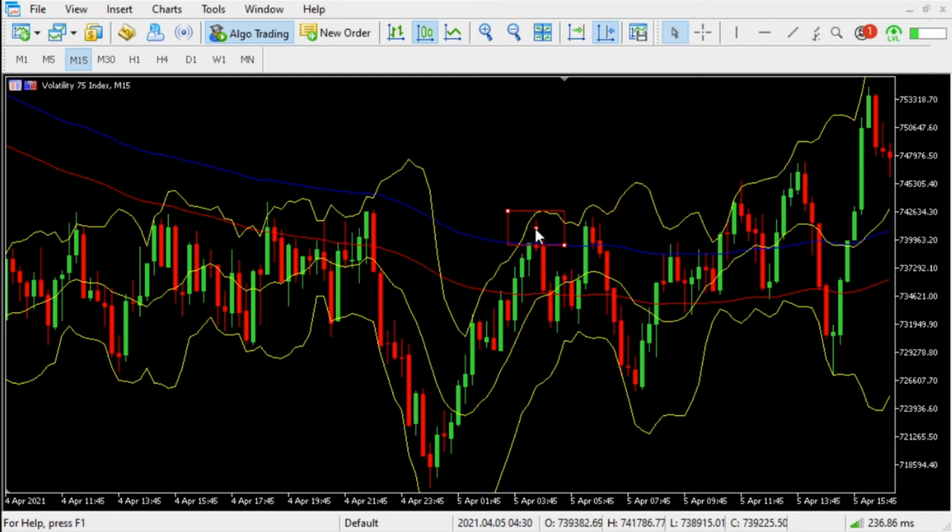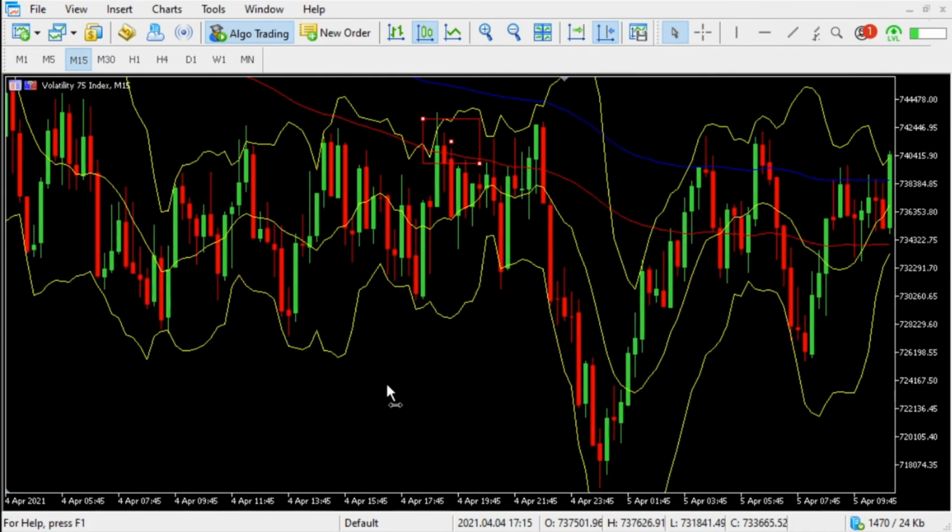Here's a nice sell opportunity. There's another one right next to it. And here's almost a perfect sell entry right here, coming right out of consolidation.